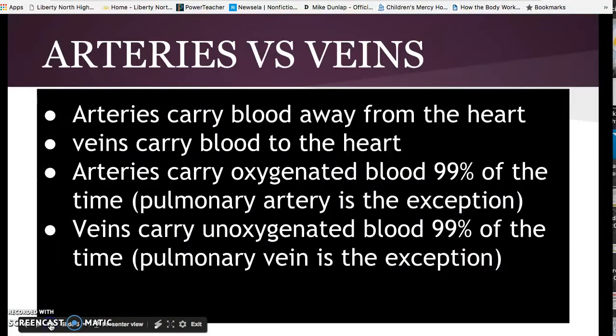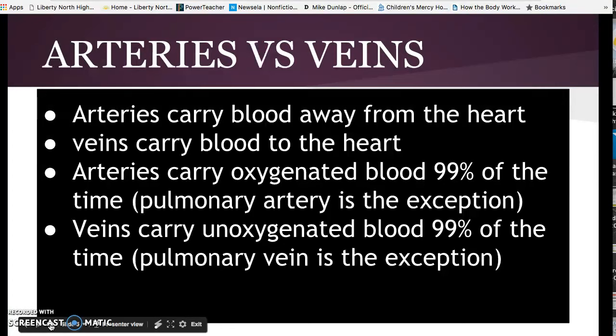All right, so the difference between arteries and veins. Arteries carry blood away from the heart and veins carry blood to the heart. So A for arteries, it carries blood away, A for away. Veins carry blood to the heart. So you want to carry veins to the heart, arteries carry blood away from the heart.